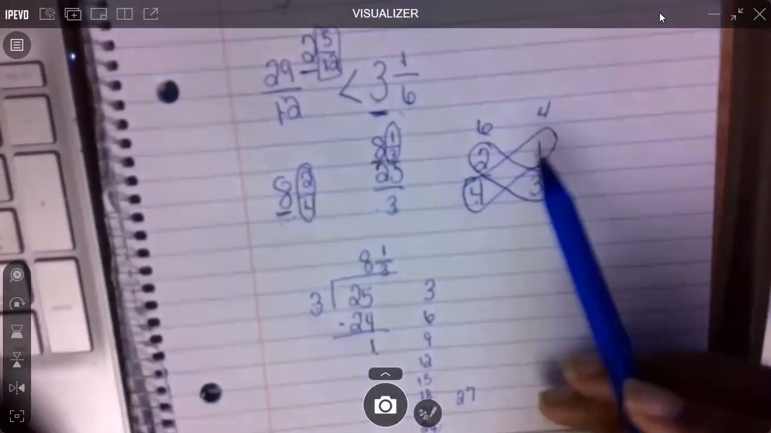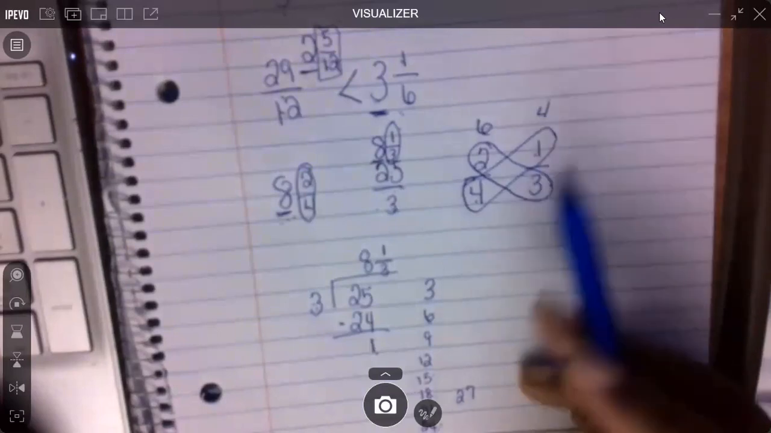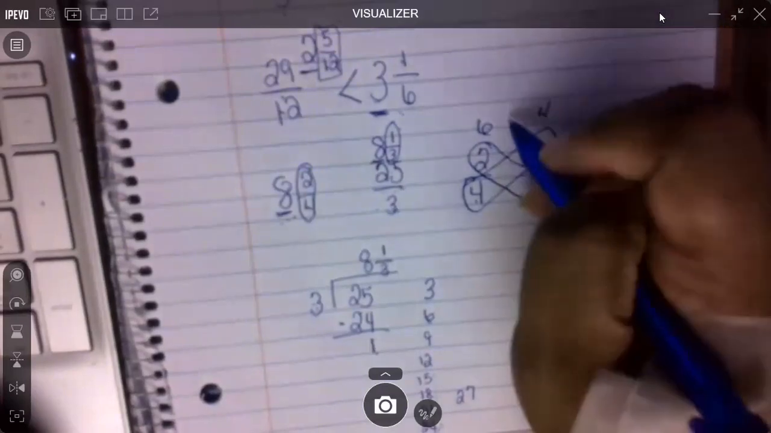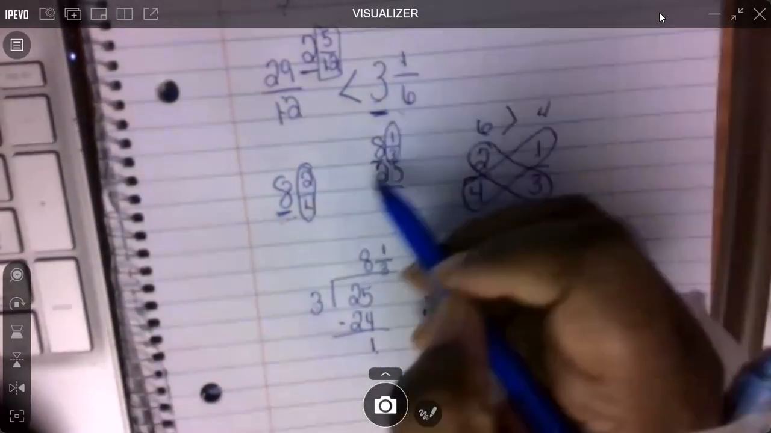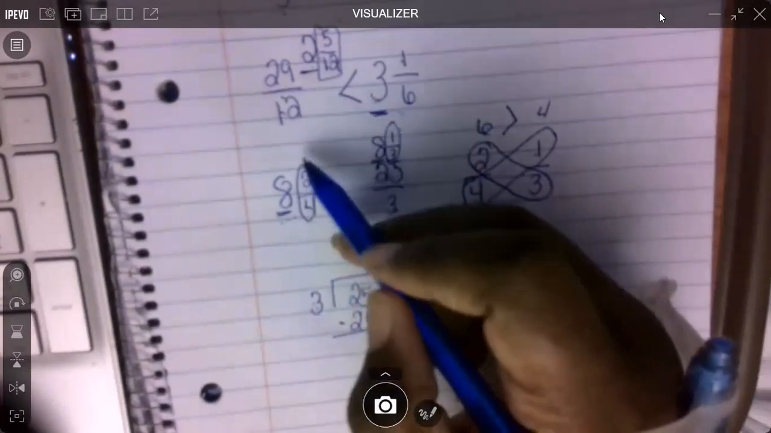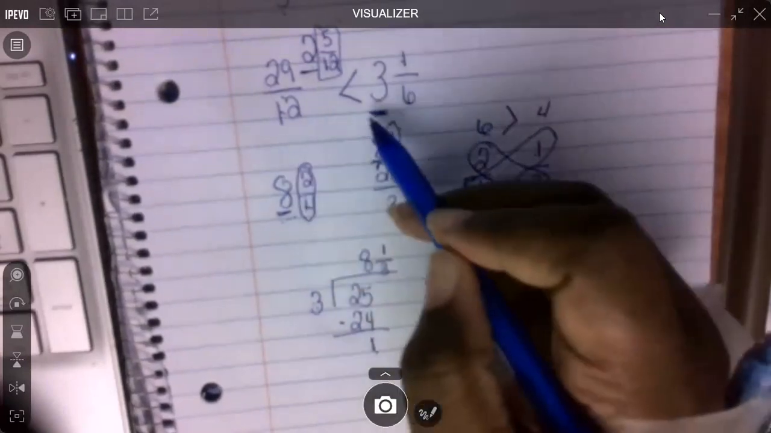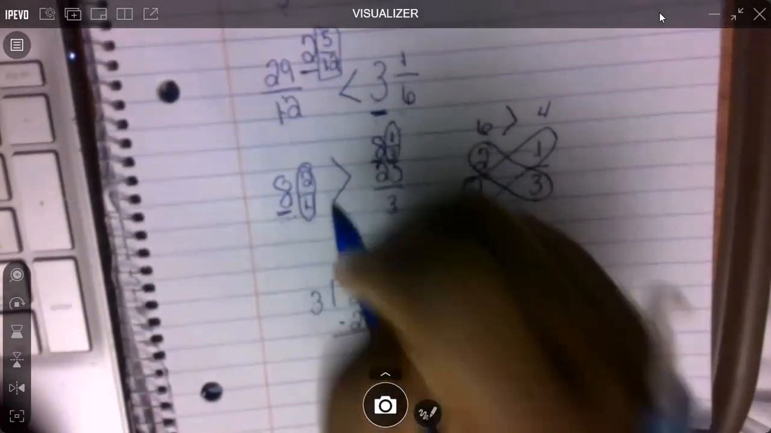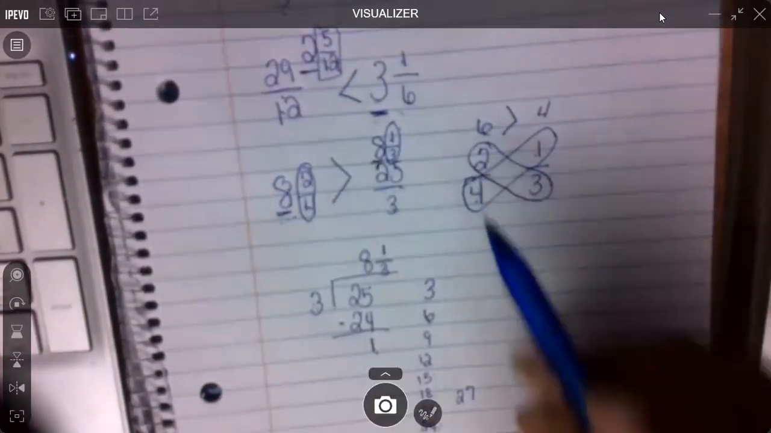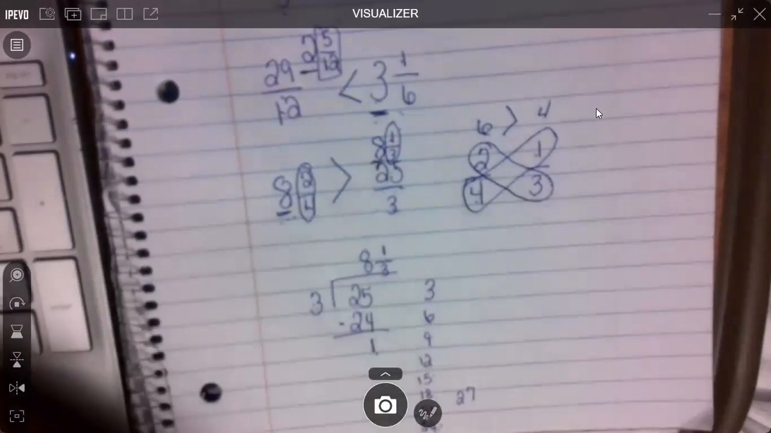And then I'm going to compare them. I don't know if you can see it. I have 6 and I have 4. Which one is greater, 6 or 4? 6 is greater. So the alligator mouth opens to the greater fraction. So that means which one of these is greater? 8 and 2/4 or 8 and 1/3? 8 and 2/4. Because that 2/4 is the bigger fraction.